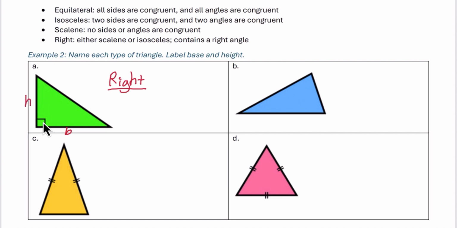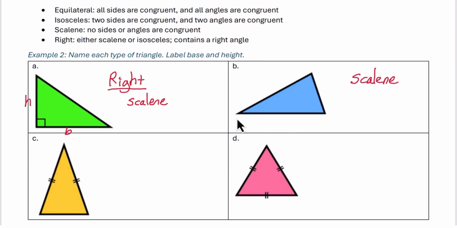This particular right triangle would be considered scalene because none of the sides are congruent and none of the angles are the same. They're not congruent either. In part B, we have another scalene triangle. Again, none of the sides are the same length, so none of the sides are congruent, and none of the angles are the same, so none of the angles are congruent.